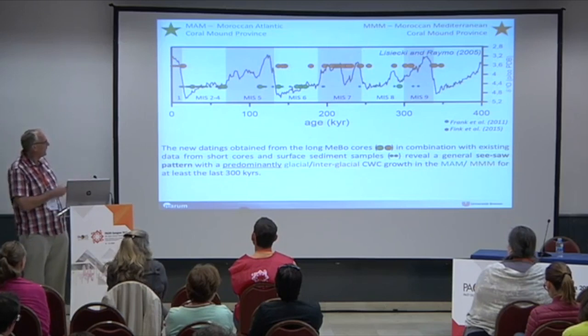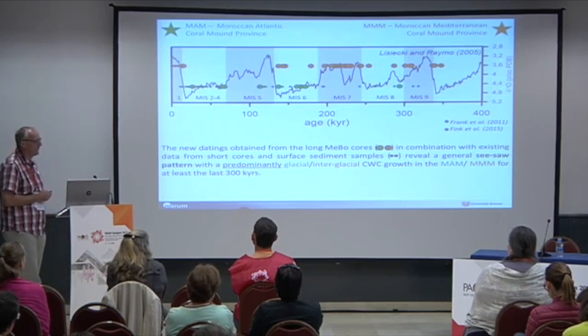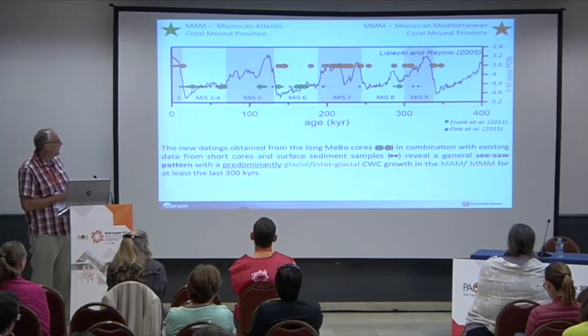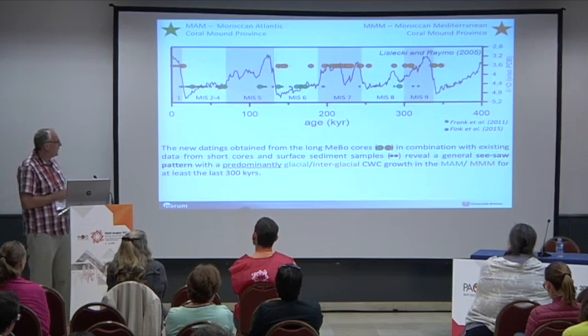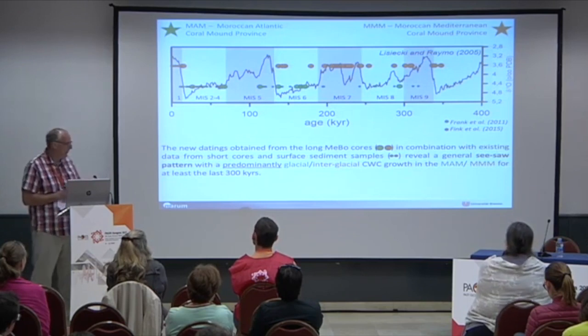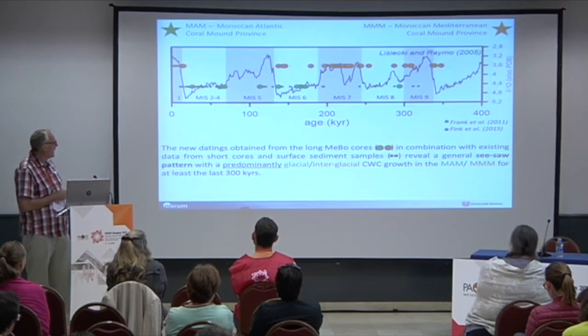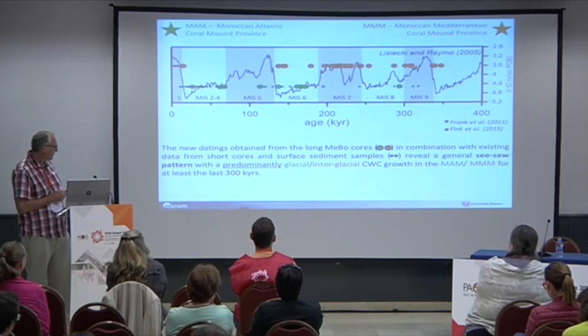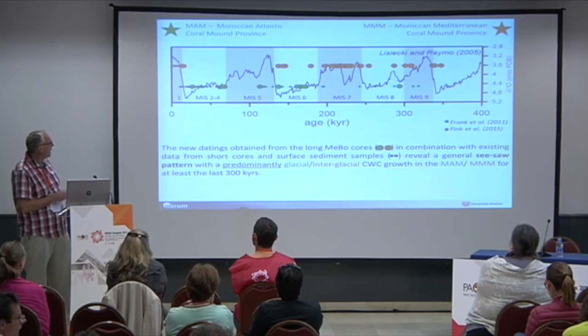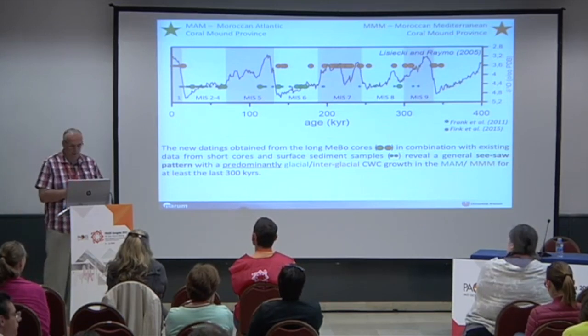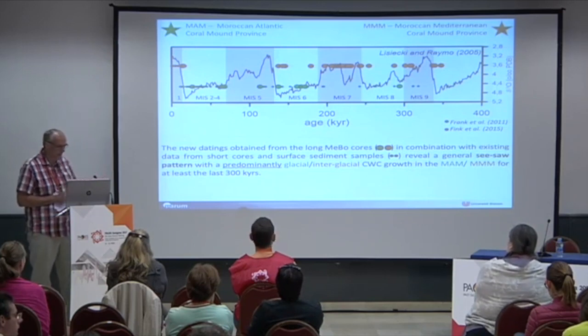and basically in a general sense we have the interglacial occurrence in the Mediterranean and the more glacial occurrence in the western, in the Gulf of Cadiz of Morocco then. And that's a more or less continuous seesaw pattern over the last 300,000 years. That's the record we have so far.